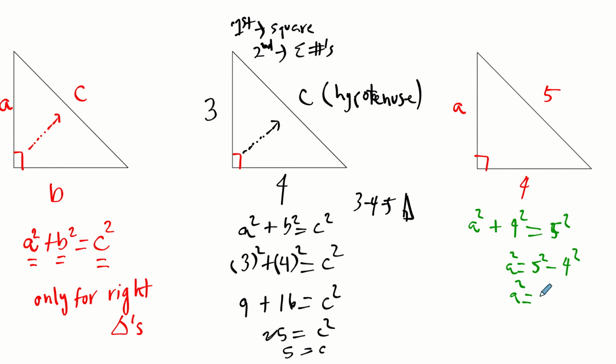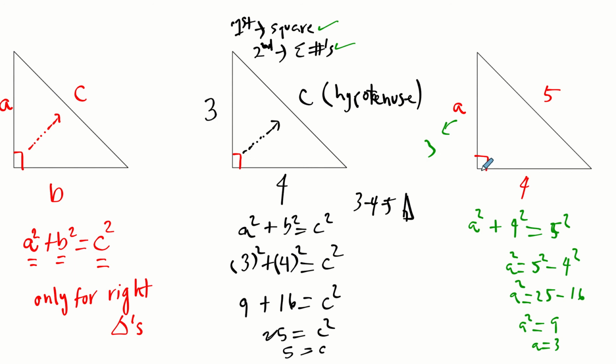Let's clean this up a little bit. Remember, we want to square them, then in this case subtract them. So we have 25 minus 16. Do a little bit of math there. We have A squared is equal to 9. Take the square root of both sides. We have A is equal to 3. Whoa, mind blown, right? That's how you would solve if one of the different sides was missing.